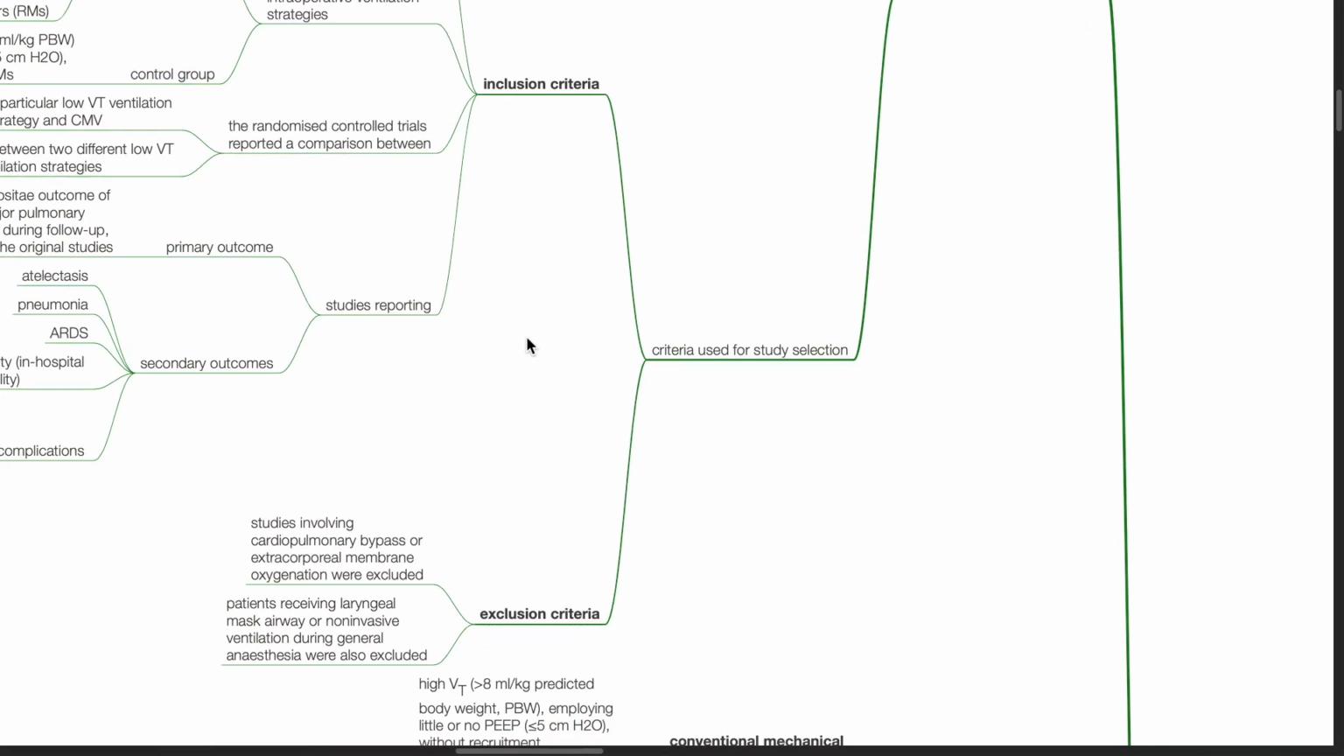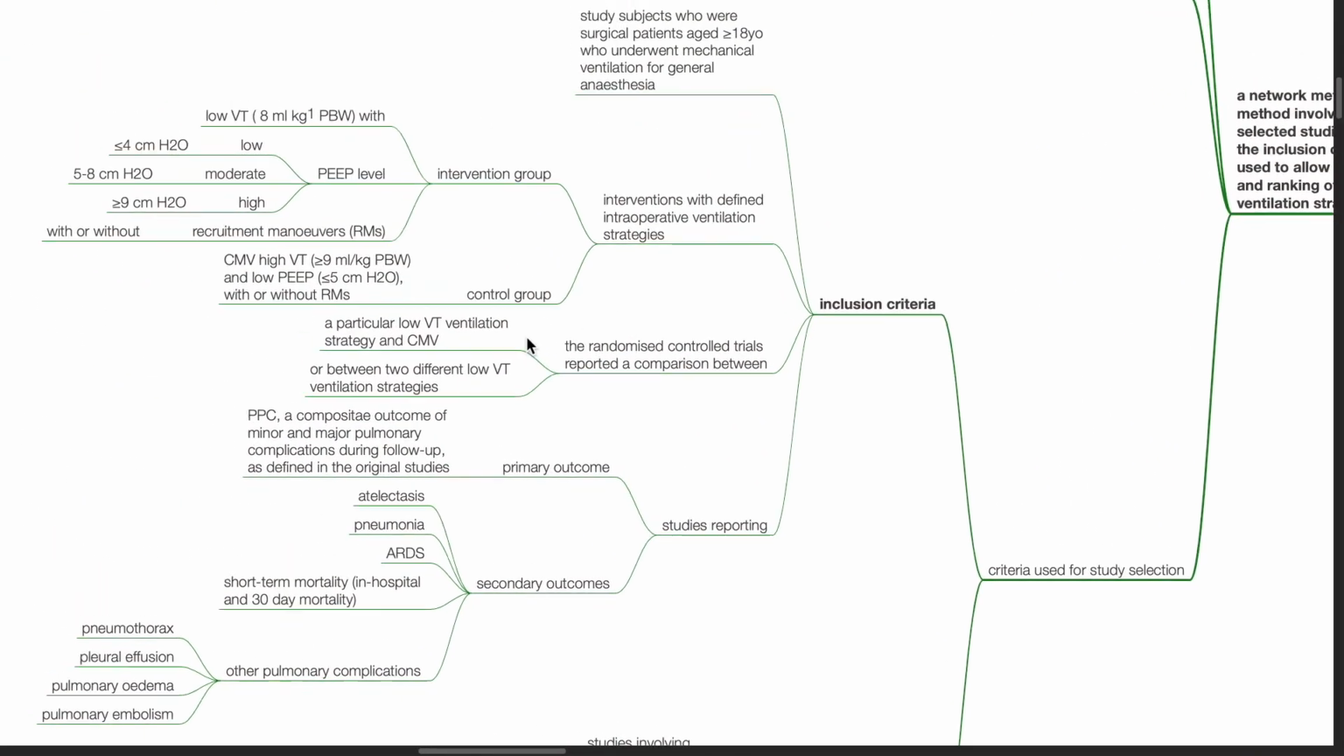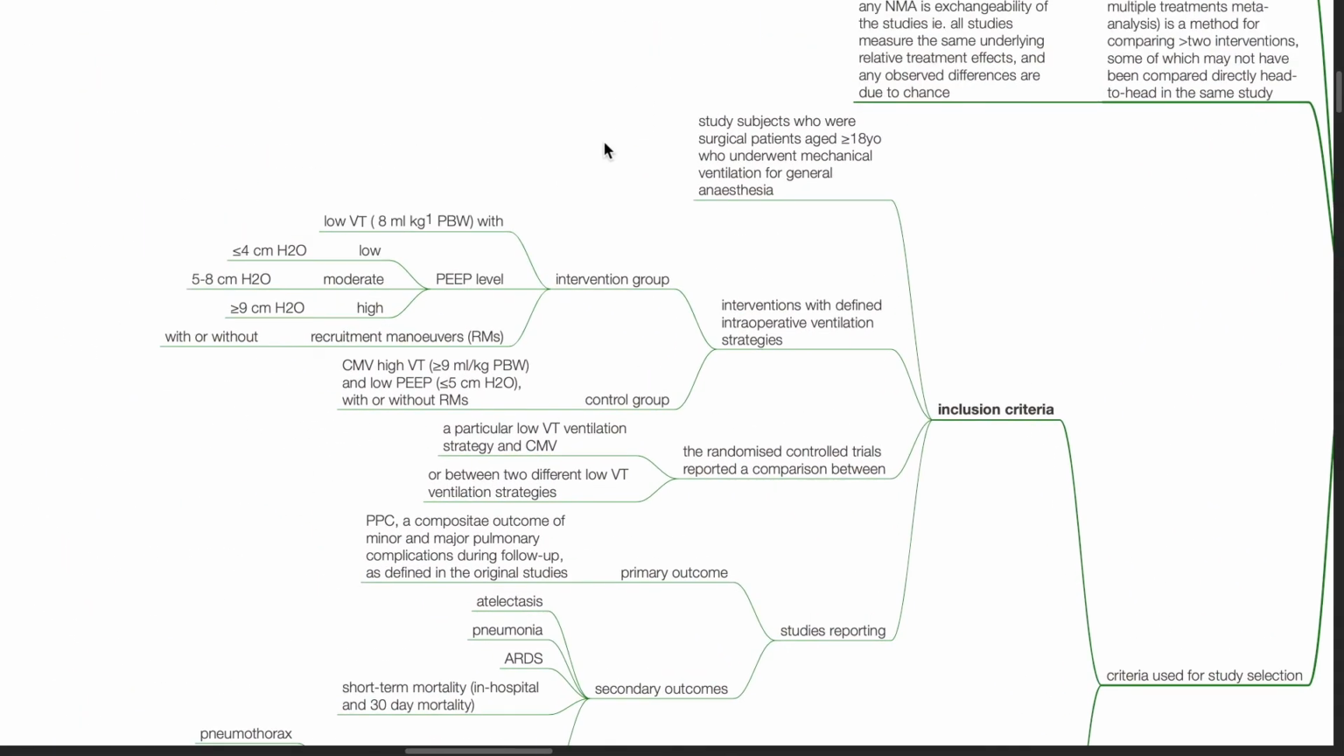Criteria used for study selection. Inclusion criteria. This network meta-analysis includes study subjects who were surgical patients aged 18 years old and above who underwent mechanical ventilation for general anesthesia, interventions with defined intraoperative ventilation strategies. The randomized controlled trials reported a comparison between a particular low tidal volume ventilation strategy and conventional mechanical ventilation strategy, or between two different low tidal volume ventilation strategies.